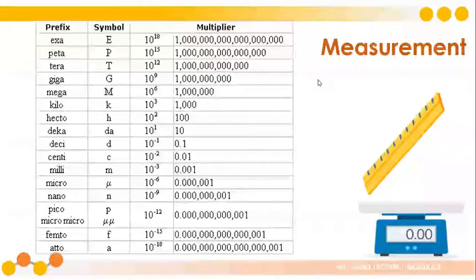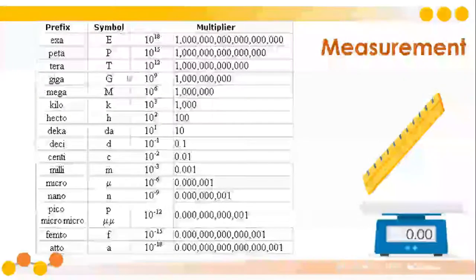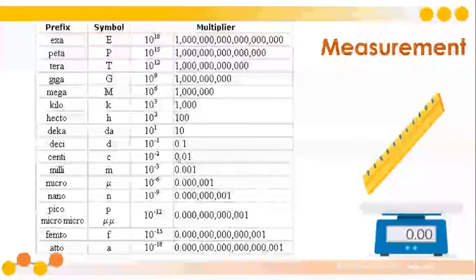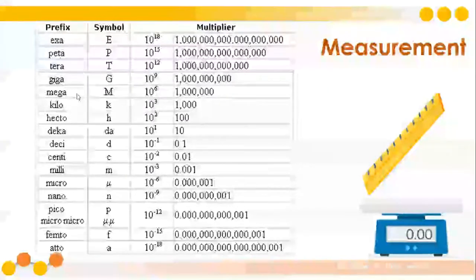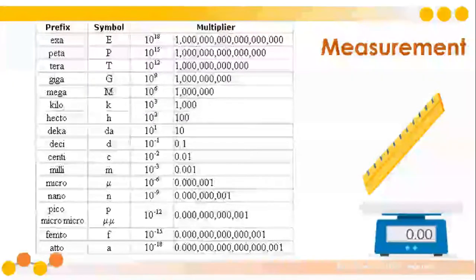Here are the prefixes that are commonly used, with their symbols and their multipliers when converting measurements. We have exa, which is capital E, peta, which is capital P, tera, capital T, giga, capital G, and as you can see here, mega is capital M. Don't confuse it with meter, which is small letter m. And then you also have milli, which is small letter m.